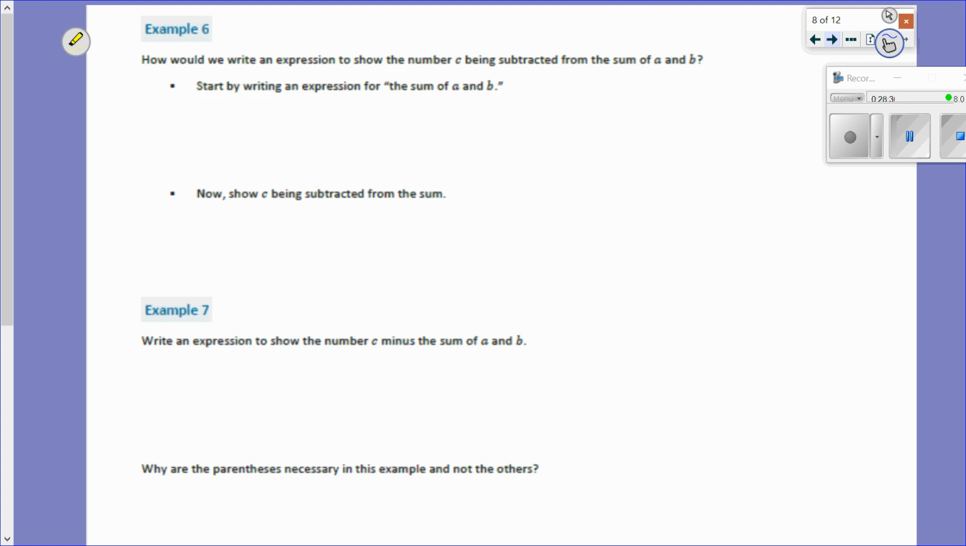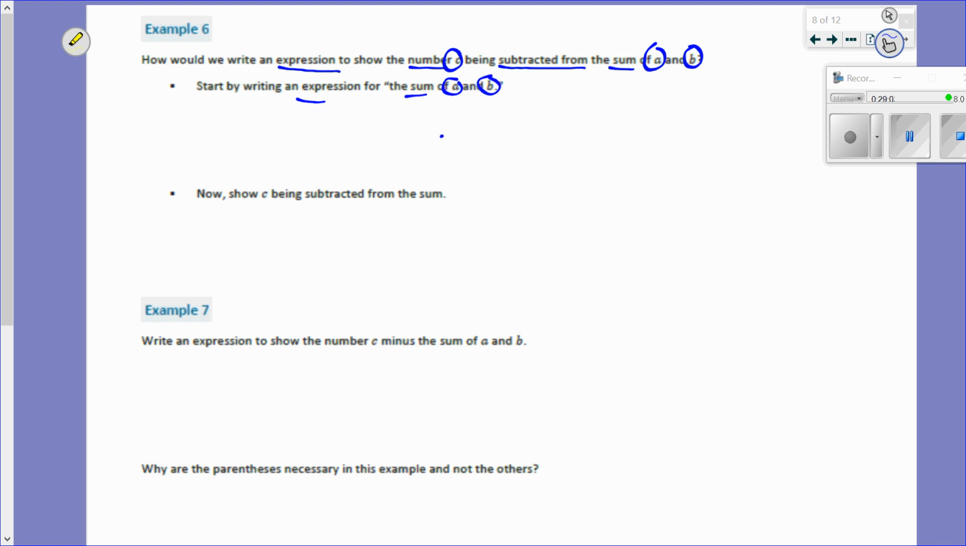Okay, here we're going to do another one. We're doing an expression, meaning we're writing it out mathematically. The number C being subtracted from the sum of A and B. So we're going to start this with that. Here's another one we're going to get, guys, is these joining words. These joining words, like "from a quantity," stuff like that, means you should start thinking parentheses. So we're going to start with an expression for the sum of A and B.